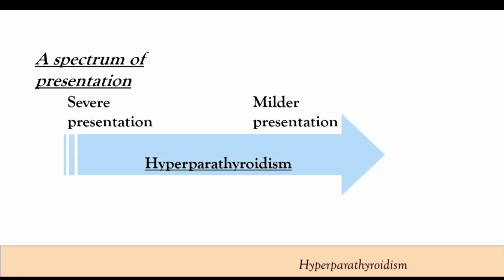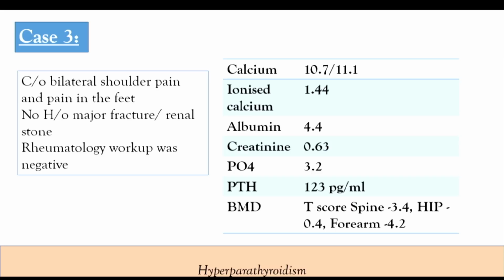In the scenario of multiple health checkups, sometimes the patient ends up with just the high calcium. Until then, they didn't know that they have hyperparathyroidism. One such case: a lady with mild bilateral shoulder pain and pain in the feet consulted a rheumatologist. There was no history of major fracture or renal stone. The rheumatology workup was negative, but calcium was mildly elevated, on one instance 10.7 and another time 11.1.